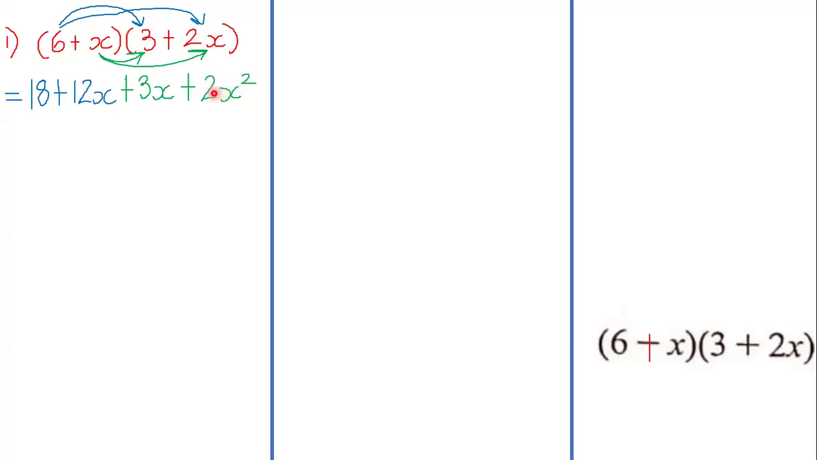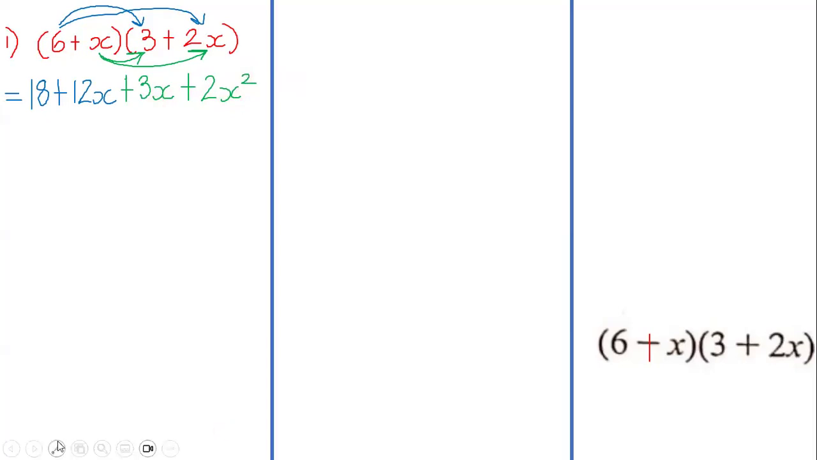So we can't add it, and we can't simplify it. Ain't nothing happening with the 2x squared, because this is x squared. You can't say 2x squared plus 3x. You just can't do that because we have x squared here. Okay, so we can't do that. That's very important.